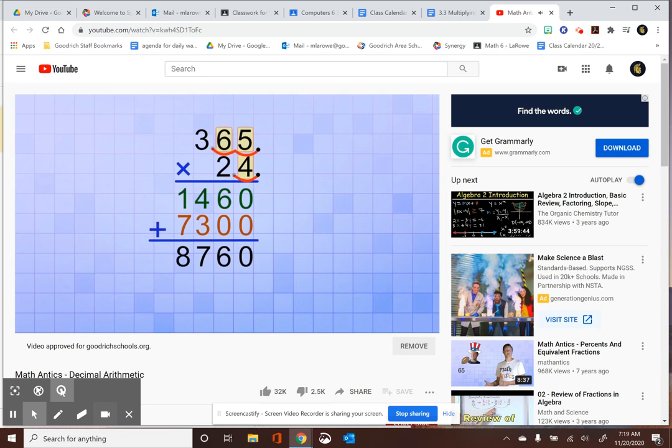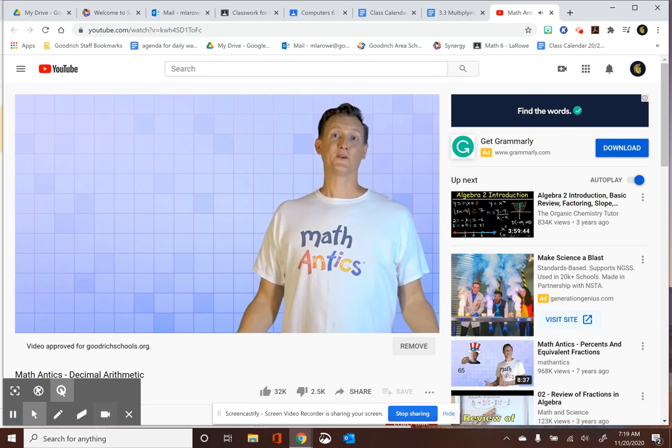So to fix that, we're going to have to shift the decimal point in our answer the same amount in the opposite direction. In other words, we need to move the decimal point in our answer 3 places to the left, which will make it smaller by 3 factors of 10. So, starting right here, where the decimal point would be if our answer was 8,760, we shift it 3 places to the left, and we end up with 8.760, or just 8.76. And that is the answer to 3.65 times 2.4. That's a cool trick, huh?